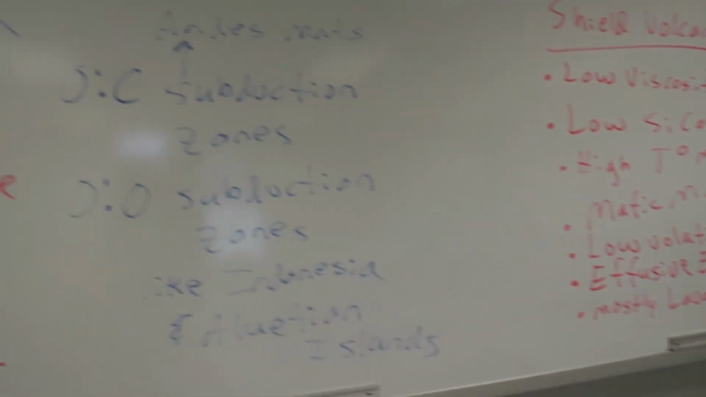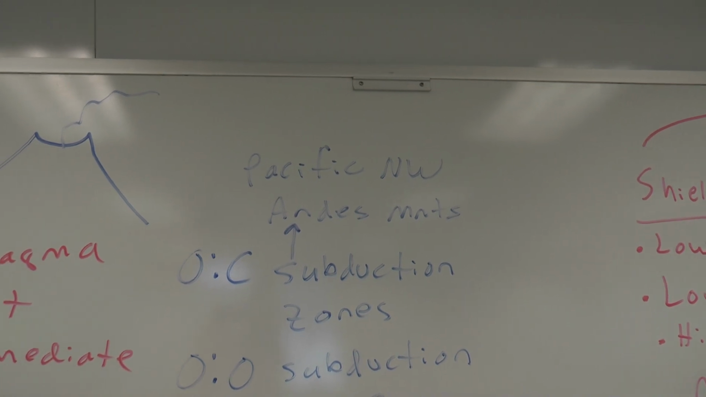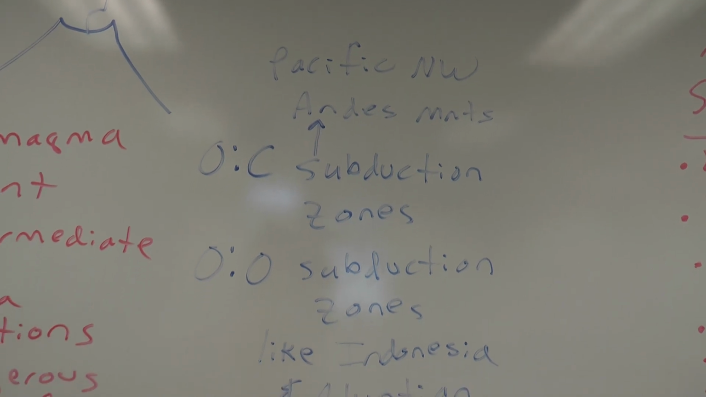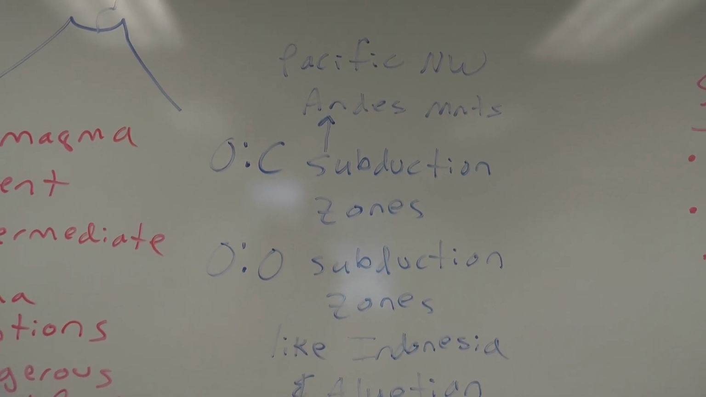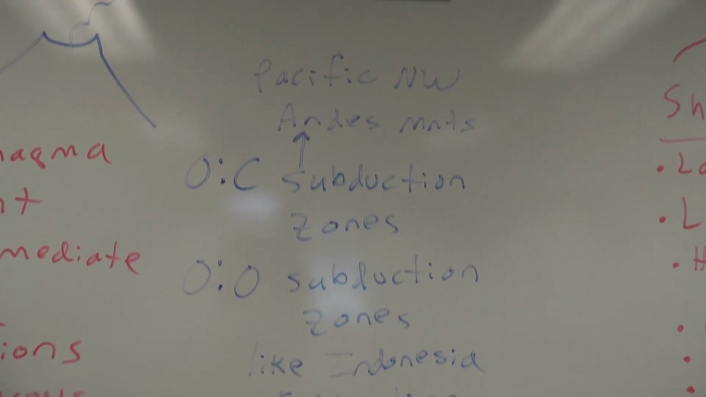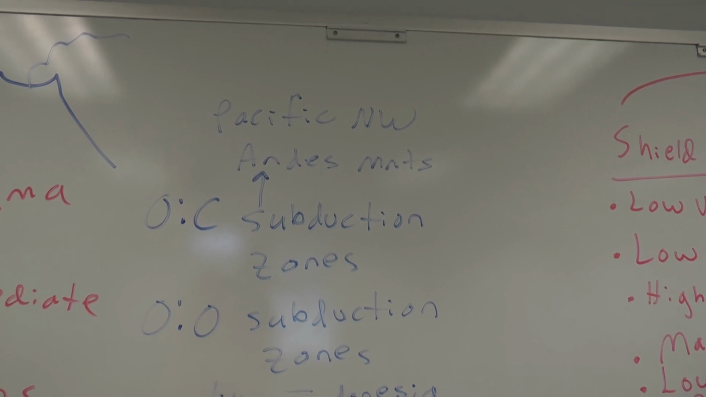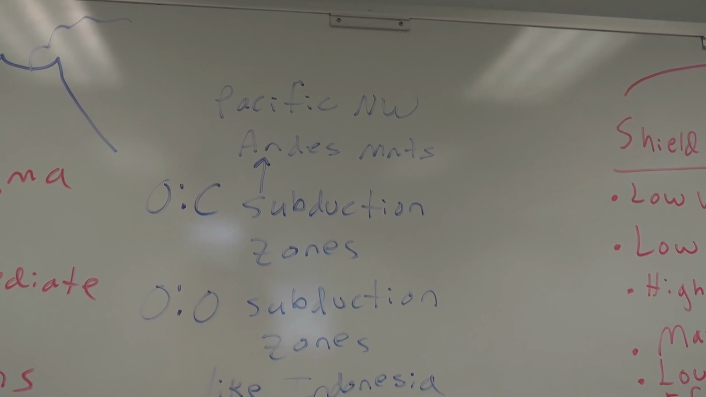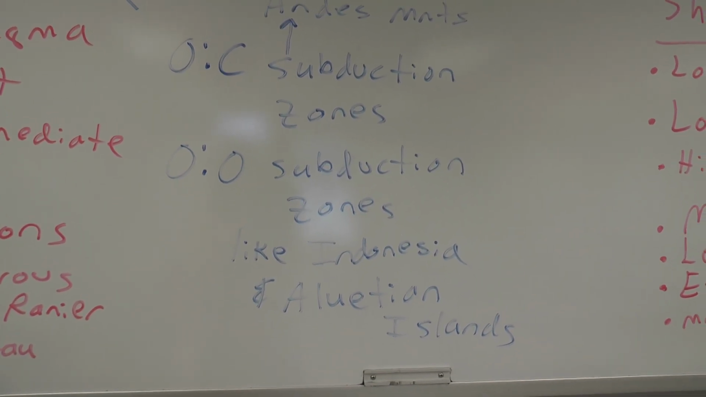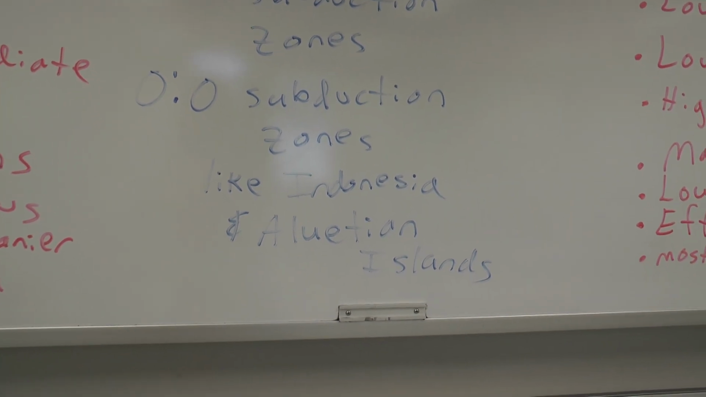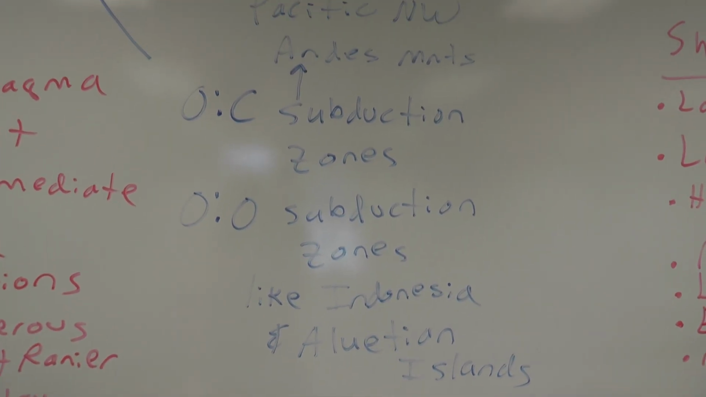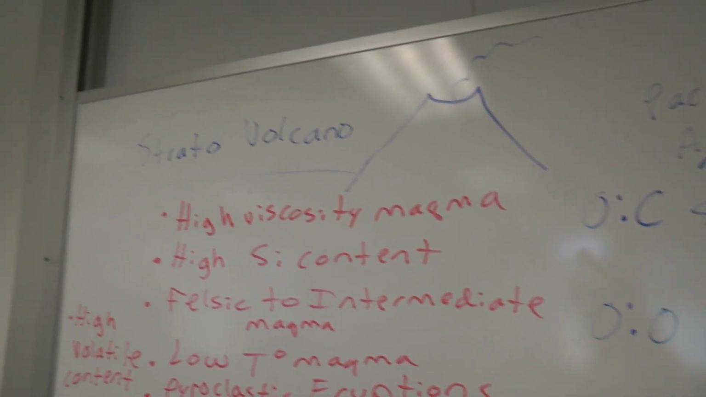Okay, so let's come over here and talk about the plate boundaries that produce our stratovolcanoes. Two basic types of plate boundaries here. Ocean to continent subduction zones, like the Pacific Northwest, Oregon, Washington, Northern California, or the Andes Mountains on the west coast of South America. But also our ocean to ocean subduction zones, such as Indonesia, or the Aleutian Islands, or the Mariana Islands.